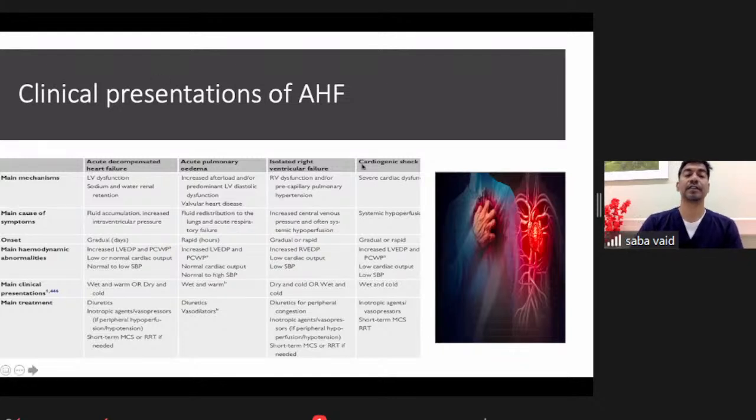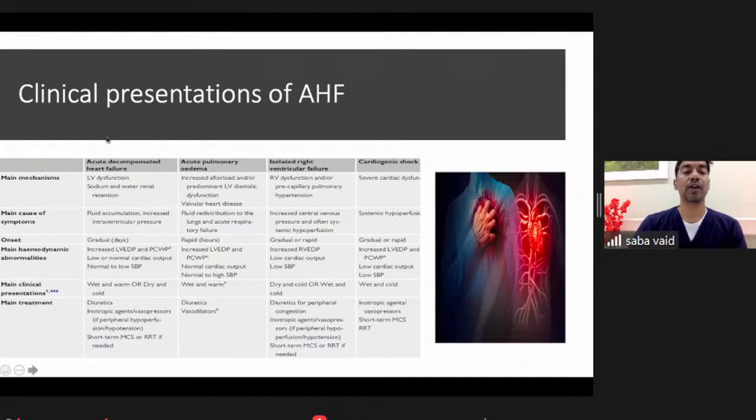Now, the reason the patients with acute heart failure have been categorized into four different categories is that, based on the type of failure, the treatment varies, the prognosis varies as well. And the etiology for these four different categories is also different. So it is very important that you identify what kind of presentation these patients with acute heart failure have.